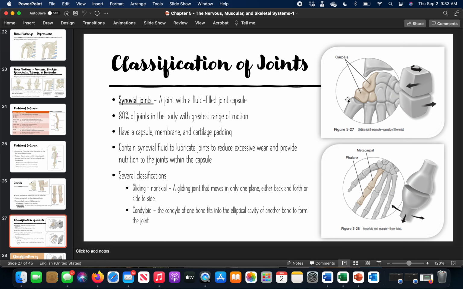Now, carpals, so in your wrist in particular, they do what we would call glide. They move, we call that translation. They go back and forth over each other. If you think about gliding, think about curling.